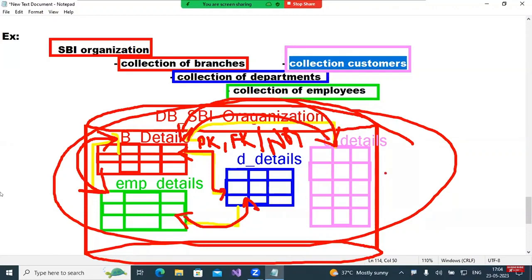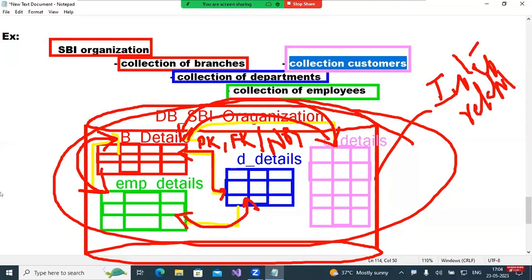So this is what we call interrelational data. What is meant by inter? Inter means depending on each other. I depend on you, you depend on me. That is called interrelationship. Got my point now? Interrelation means one to another, dependency on each other, vice versa.